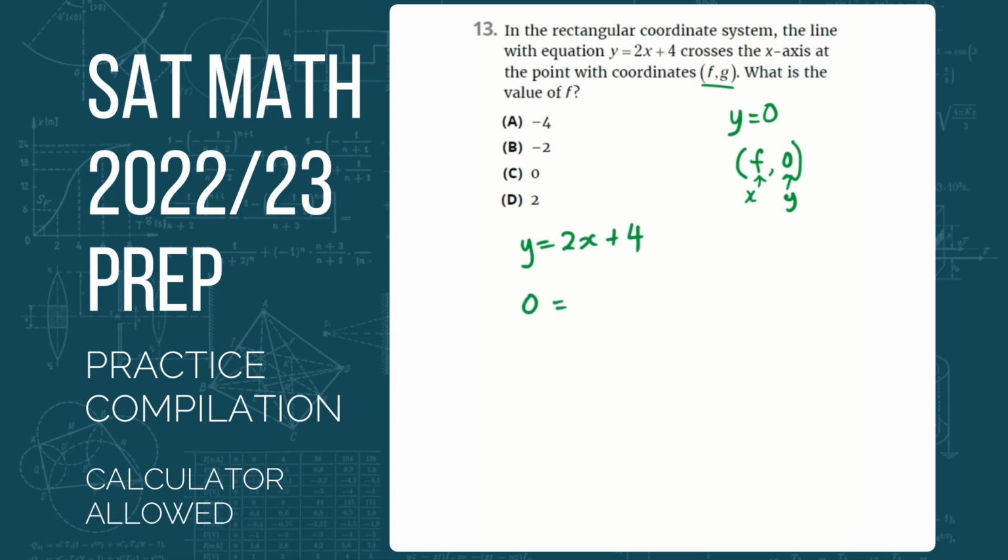So 0 will be equal to 2f plus 4. So 2f will be equal to negative 4 and f will be equal to negative 2. The value of f is negative 2, B.